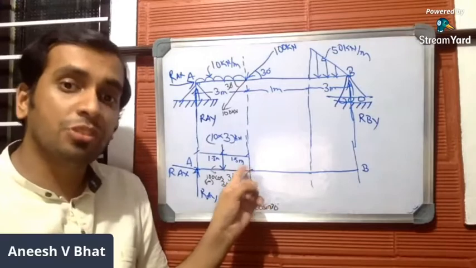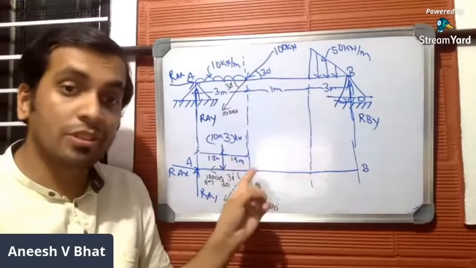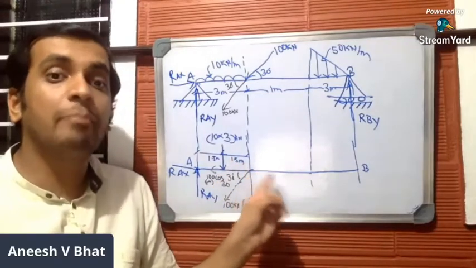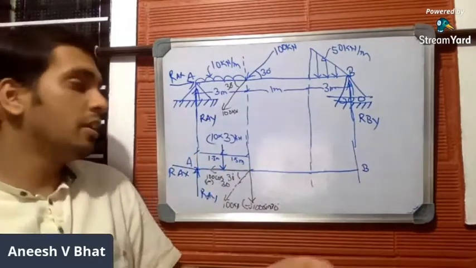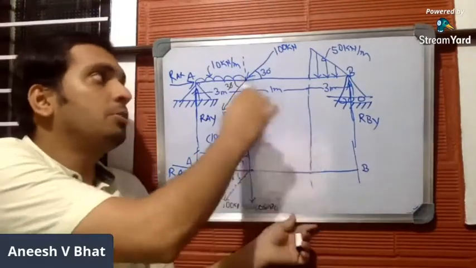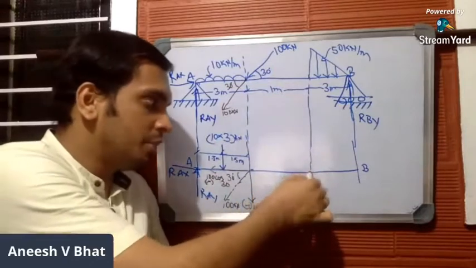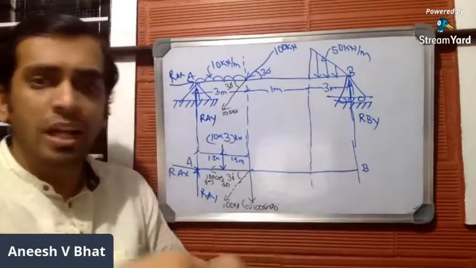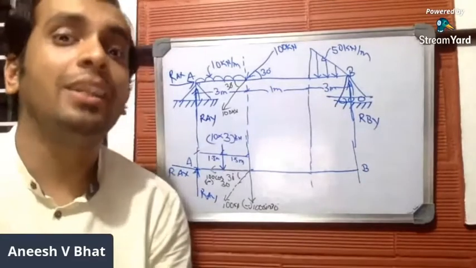You are supposed to resolve the inclined force exactly at the point of application. So from this particular point to this particular point, you don't have anything. From this point to B, you have a uniformly varying load.